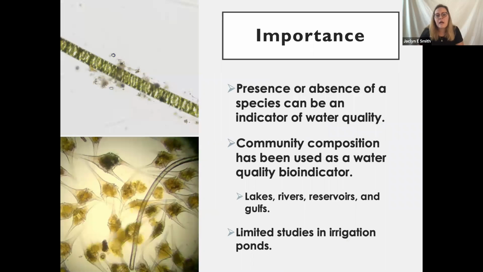So the simple presence or absence of a species can even be an indicator of general water quality. So for example, presence of euglenoids, which are actually a part of the flagellate group, is often associated with, and one of the first species to pop up after, a water body has gone through some form of degradation. As well, community composition has been used as a water quality bioindicator in the past. Plenty of studies have been done within lakes, rivers, reservoirs, even gulfs. However, very limited work has been done with phytoplankton populations in irrigation ponds.